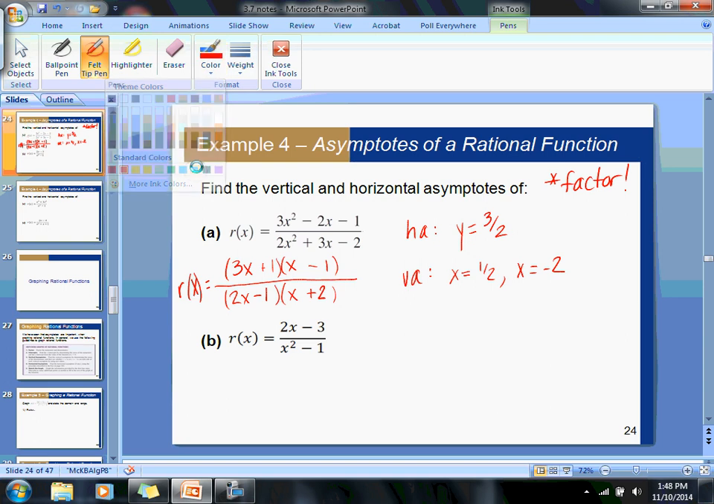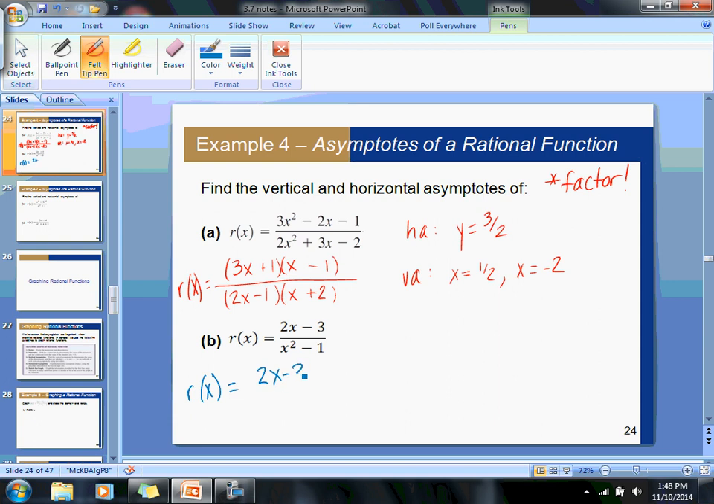Okay, for part B, I'm going to factor only in the denominator, because here in my numerator, I can't really do anything. There's no GCF to take out. It's not a difference of two squares. So I'm just going to leave the 2x minus 3 as is.